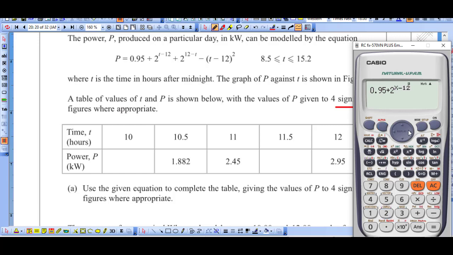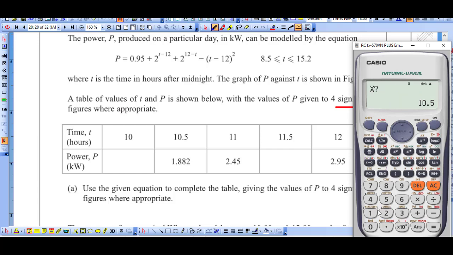Minus 12 plus 2 to the power 12 minus alpha vector x, minus alpha vector x minus 12 all squared. Now let's try 10.5 first. So calc 10.5, it is equal to 1.882, so the equation is right.